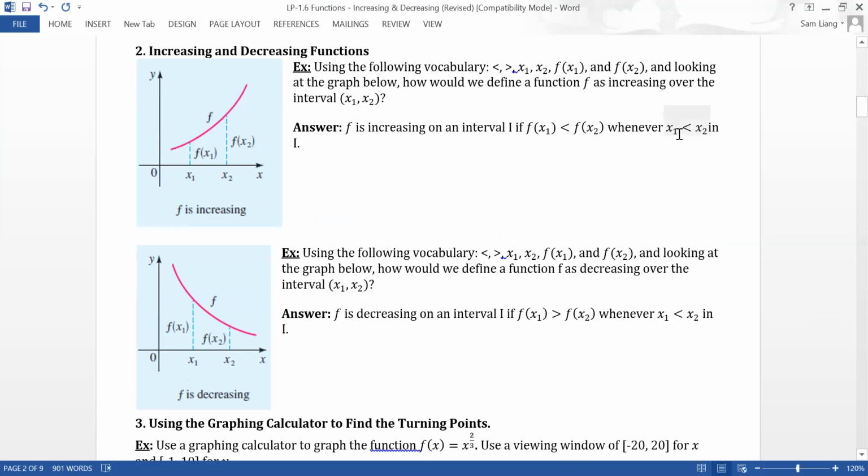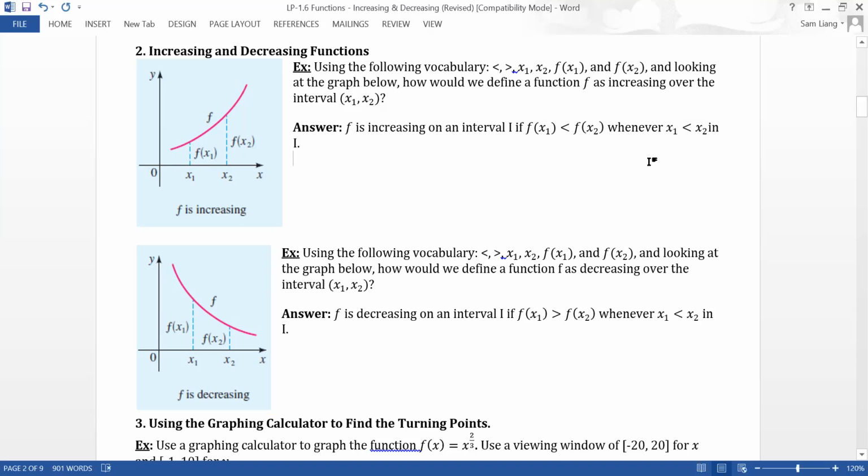Here we're indicating that x1 is less than x2, so x2 is to the right on the x-axis. It must also follow that f of x2, the corresponding value to x2, must be greater than the corresponding value to x1. So f of x2 is greater than f of x1. Okay, pretty intuitive. You don't have to memorize it. Just get familiar with this notation, right? F of x1, f of x2, x1, x2.